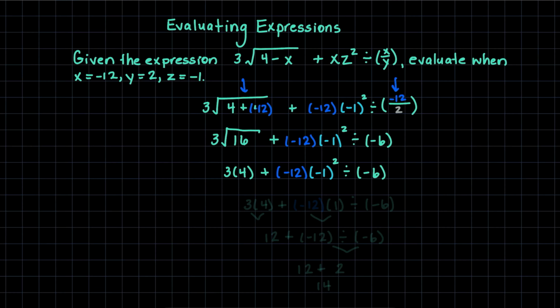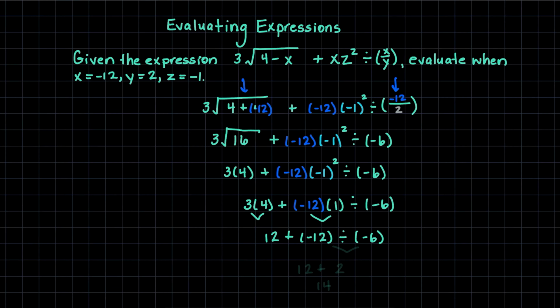Okay, all of our groupings are taken care of. Now we move to exponents. -1 squared is +1. So we've got 3 times 4 times 1 divided by -6. Now we're on to multiplication and division. Remember, we move left to right. So first, 3 times 4 is 12 plus -12 times 1 is -12 divided by -6.